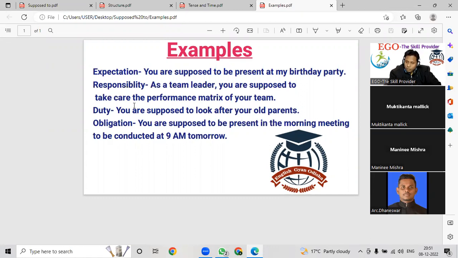And duty is something called: you are supposed to look after your old parents. Obviously it's your duty. This is your responsibility, you can call it duty. Okay, obligation: you are supposed to be present in the morning meeting to be conducted at 9 a.m.